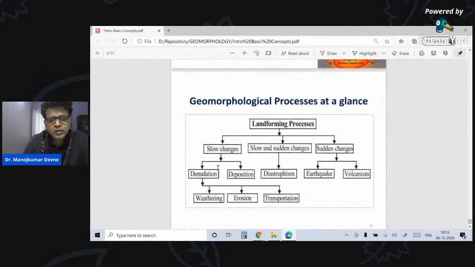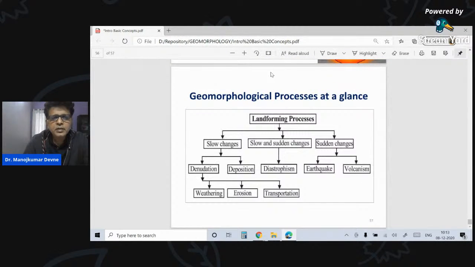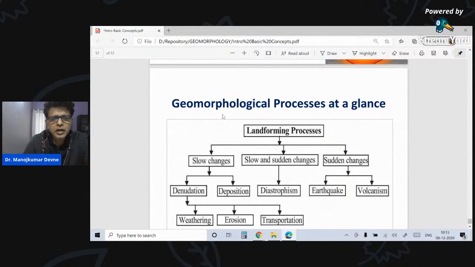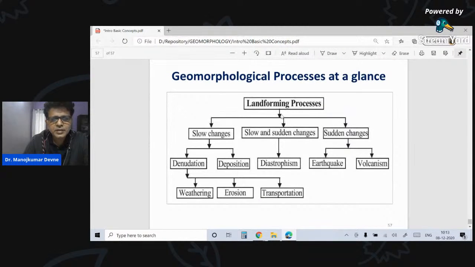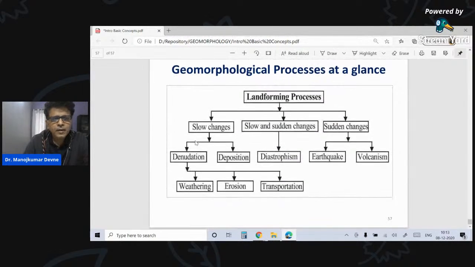Okay. And once again, we come at a general glance at geomorphic processes as such. Land forming processes, slow changes, sudden changes, of two types. Slow changes: denudation, deposition, weathering, erosion, transportation. Slow and sudden changes: diastrophism. Sudden changes: earthquakes and volcanoes on a very broad scale. Okay, so this is the last of the slides we were supposed to be doing.